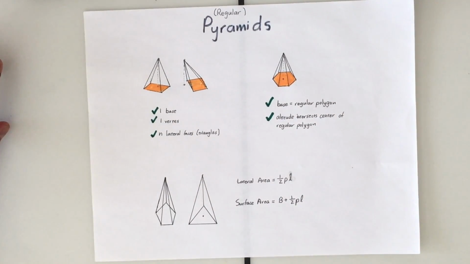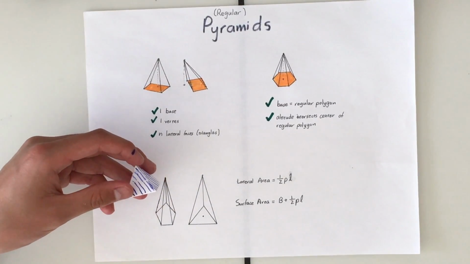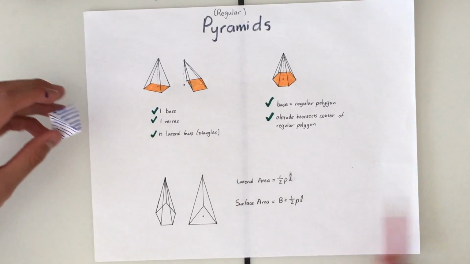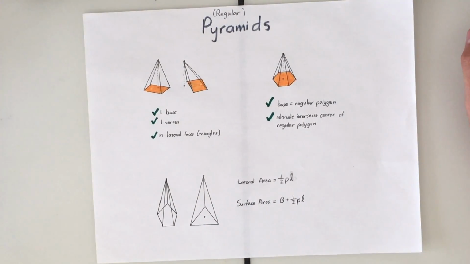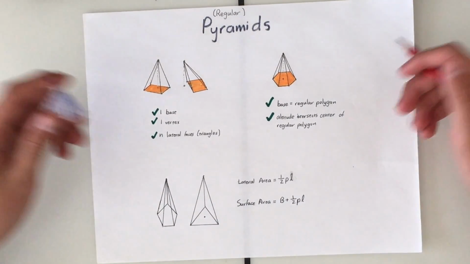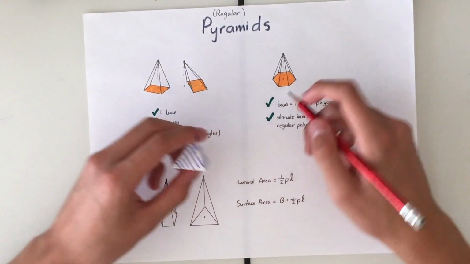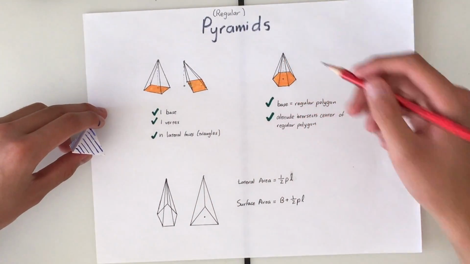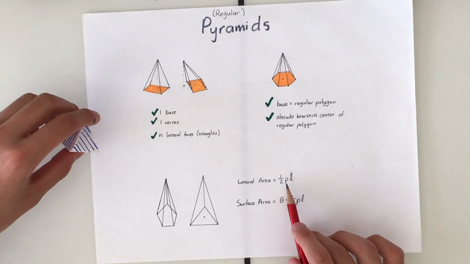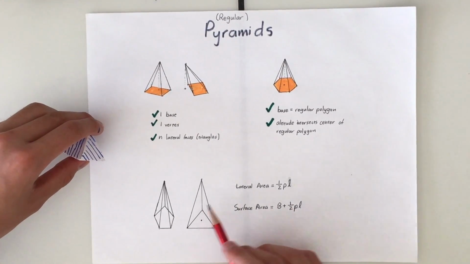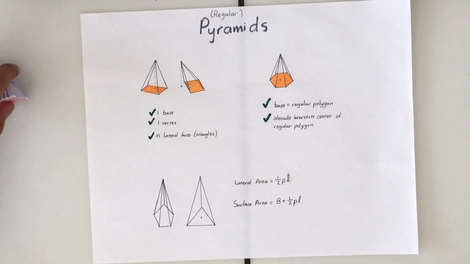So let's go on to some of the area formulas. As I showed you, this is the model, and I'm going to be describing it over here as well. In order to find the lateral area of a regular pyramid, or the blue area right here, or the white area right here, you need to follow the formula 1/2 times P, which is the perimeter of the base, times L, which is the slant height.